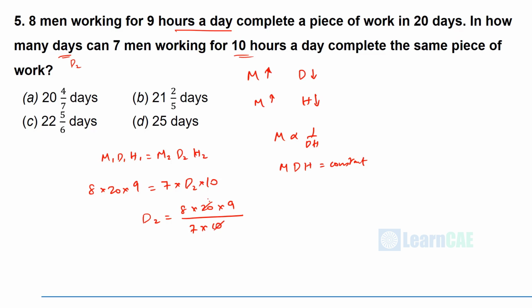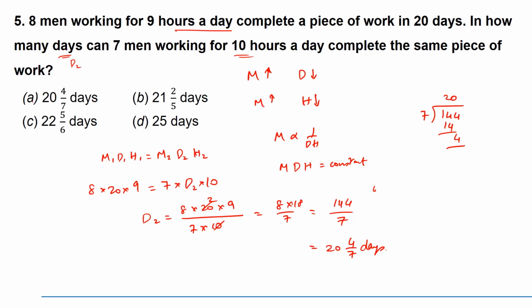So this will be 2 times. We cannot divide any further. So this is 8 into 18 by 7, which is again 8 8s are 64, 1 8 is 8, 8 plus 6 is 14. So it will be 144 divided by 7. So 2 7s are 14. There is no value here, so you have to add a 0 here. So this will be 4. So finally this will be equal to 144 by 7 days. Okay. The answer is A, 24 by 7 days.